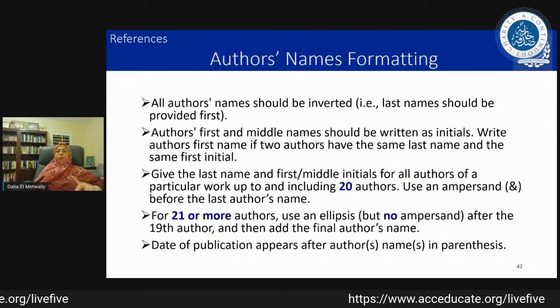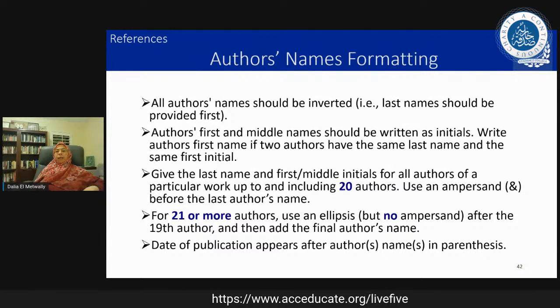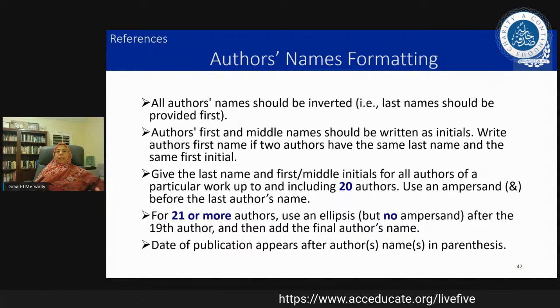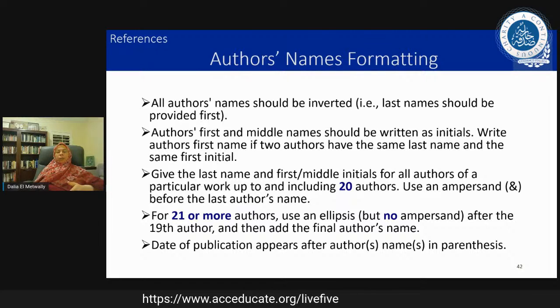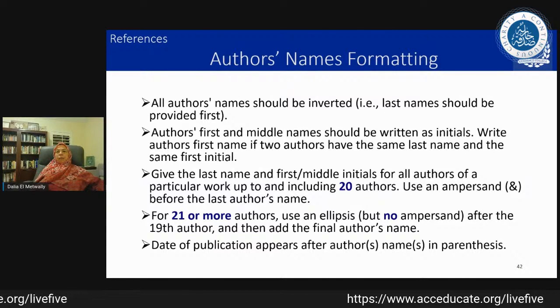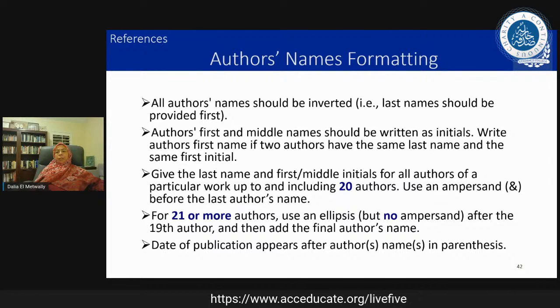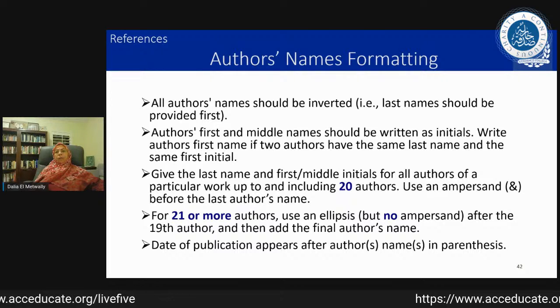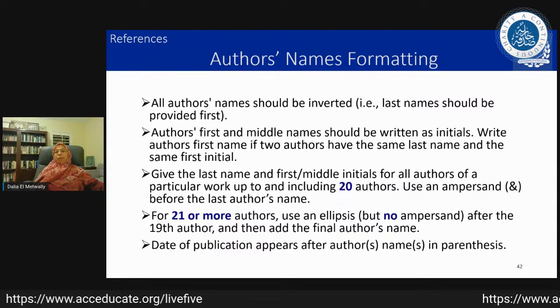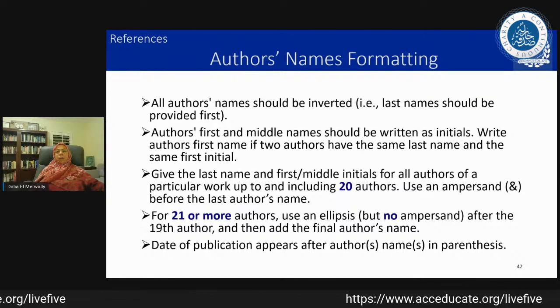All authors' names should be inverted: last name first, then first name. Again, that did not change from the 6th edition, and this is specifically clear. So those of you who have been using it do not have to worry about any changes there. Authors' first and middle names should be written as initials. We're not going to write the full name, we're going to write initials. If two authors have the same last name, you just need to write the first name. So give the last name and first name initials for all authors.